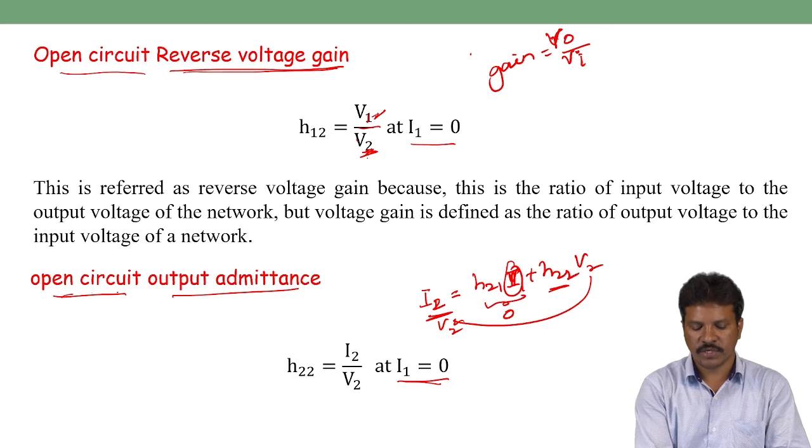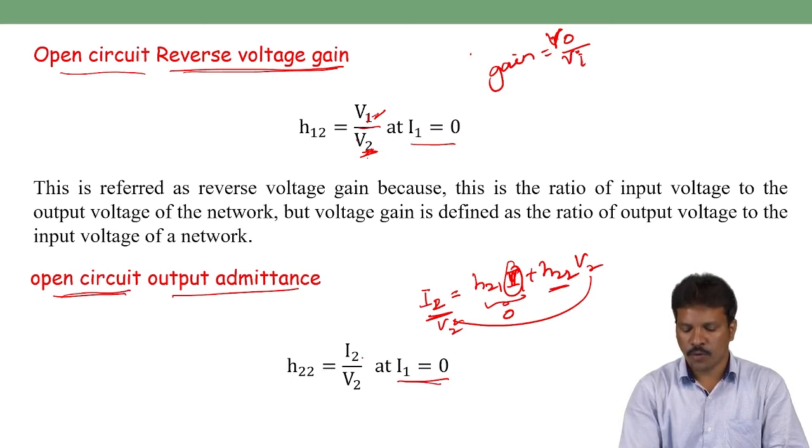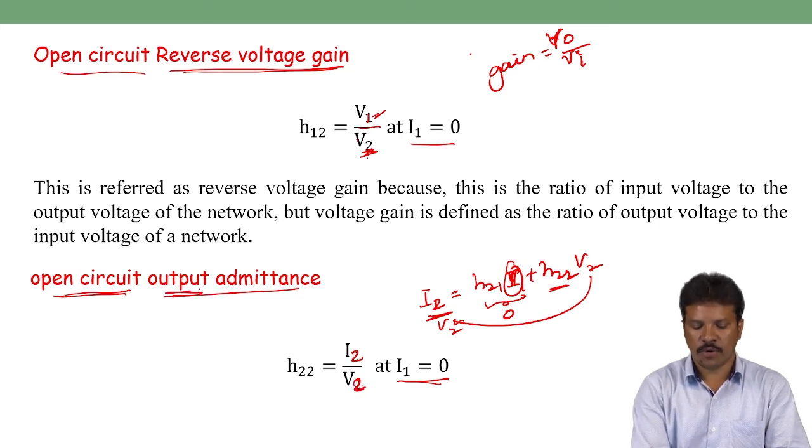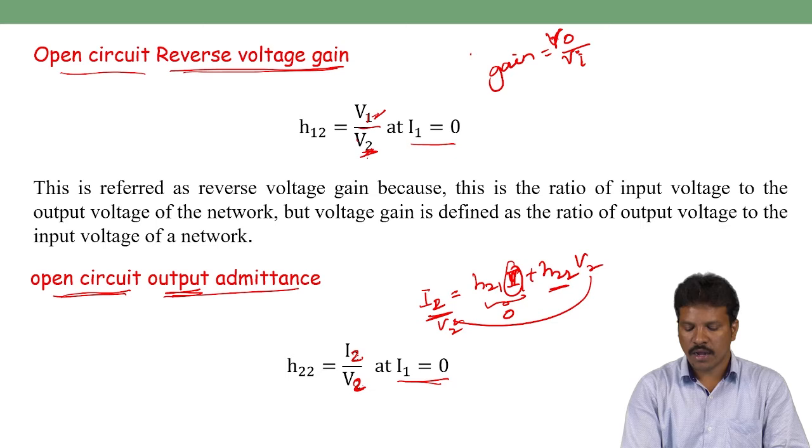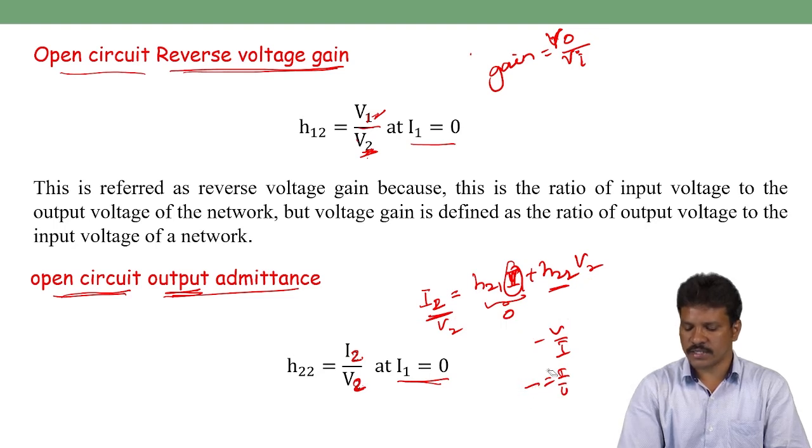I1 equal to 0 means open circuit. And I2 by V2, the 2 represents that both are on the output side, so it is an output quantity. We have a basic formula: R is equal to V by I, and 1 by R is equal to I by V. 1 by R is also called admittance or conductance.